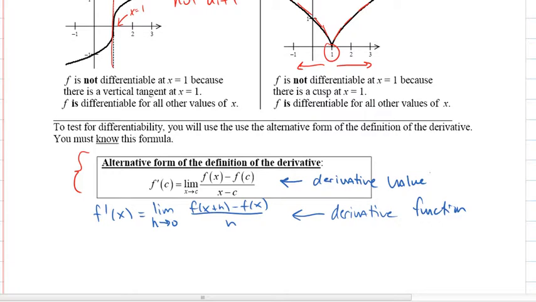How can you distinguish the two? Well, pay attention to the x. We don't know what x is, so we call this a function of x. It's the derivative of f of x. Look at this one in here. That one has a number c inside. Okay? You pick any number for c and you're supposed to get out a value.